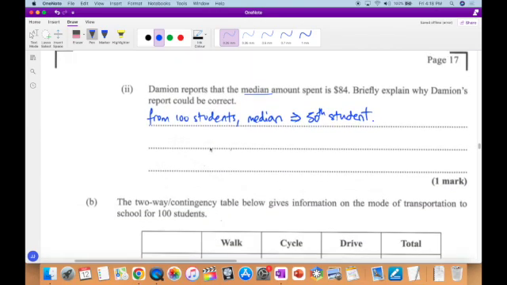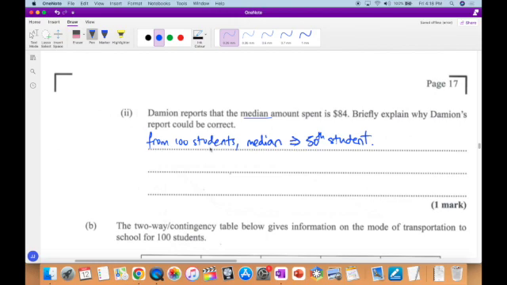So from 100 students, the median is the 50th student. The 50th student implies between $80 to $90, right? Therefore, Damien could be correct.